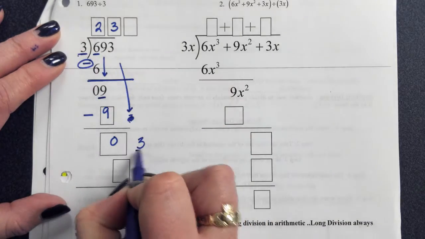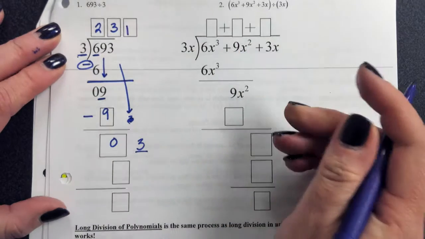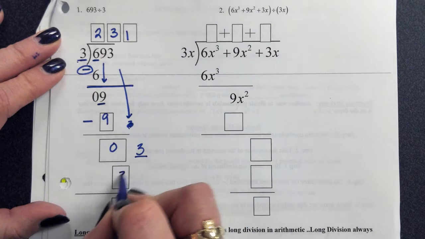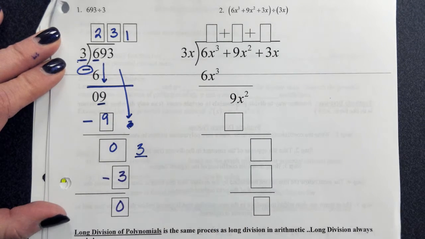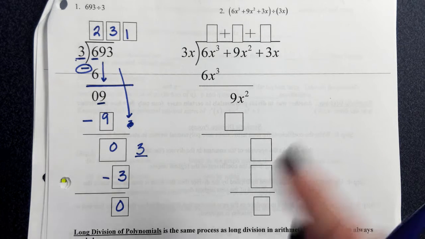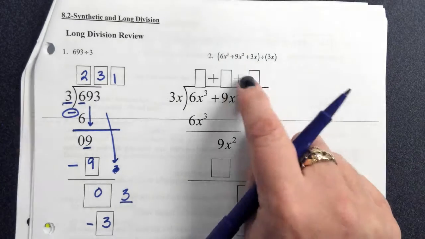3 goes into 3 one time. And I multiply again. 1 times 3 is 3. So then I subtract the 3, and then I end up with 0 as my remainder. So remember, the process is you start by dividing, then you multiply, you subtract, and you bring down. All right? So now let's take a look at one where you've got polynomials to divide.